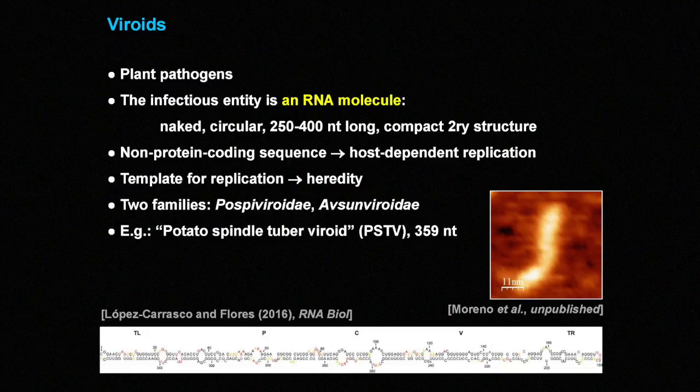So in this case, it's a replicative entity, of course. It works infecting plants for the time being. No viroids have been discovered infecting animals, for instance. And the genetic material is RNA. So RNA is working as genetic material in the current biosphere.